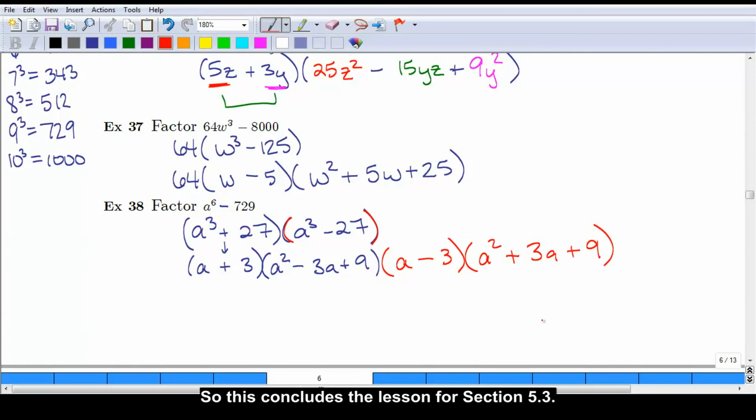So this concludes the lesson for section 5.3. Now would be a good time to go on and finish up the homework if you've not already started it, and then move on to the video for 5.4.